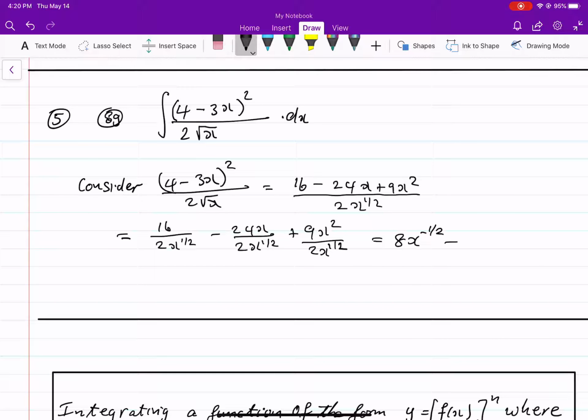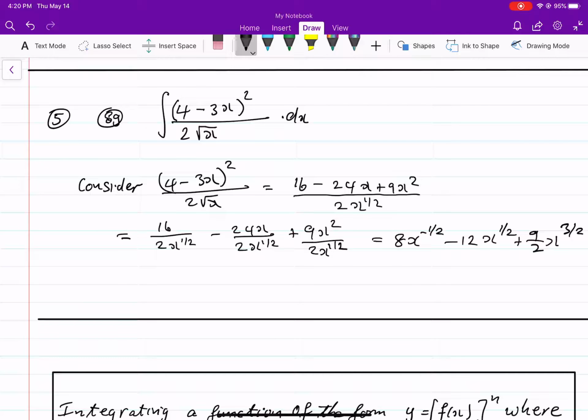24 upon 2, that's 12. And x on top divided by x to the half. Remember, when you're dividing with the same base, you subtract the powers. X divided by x to the half is the same as x to the power 1 minus a half, which is x to the half. Plus 9 over 2, I can't break that down, so I'll leave it as is. 9 over 2, and then x squared divided by x to the half is x to the power 2 minus a half, which is x to the power 3 halves.